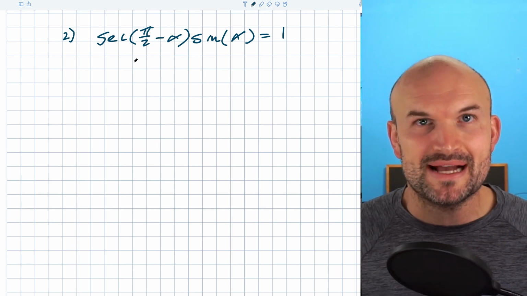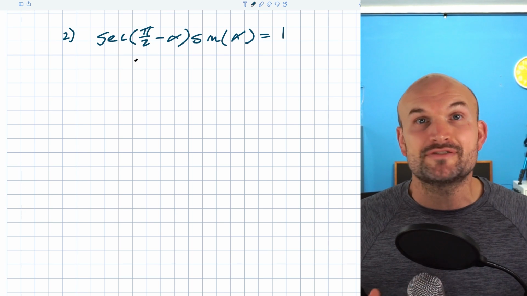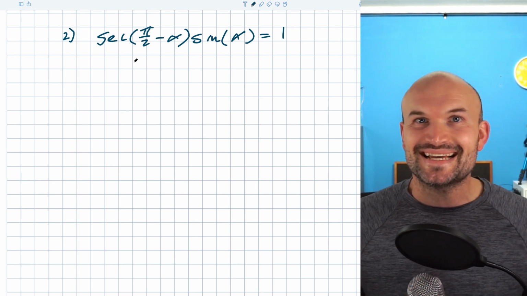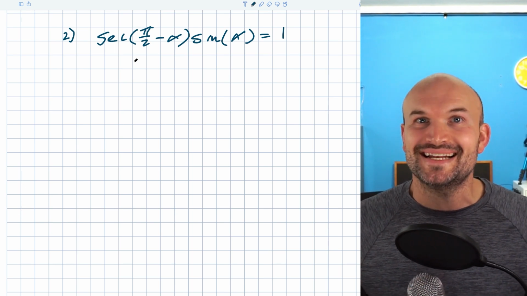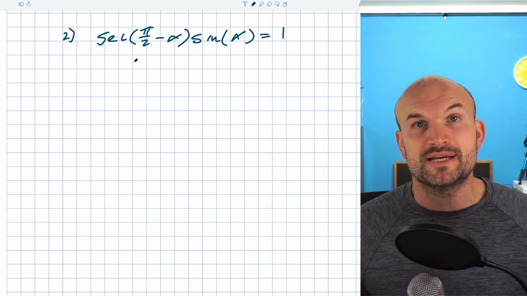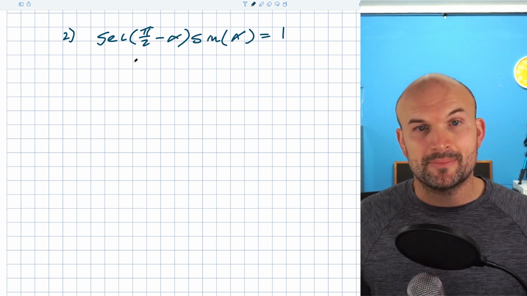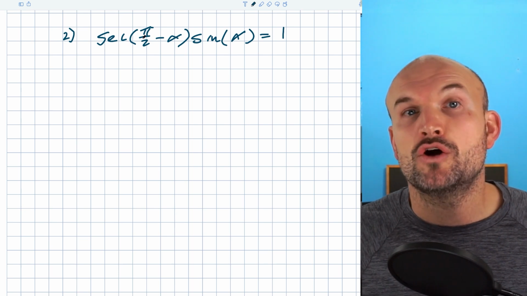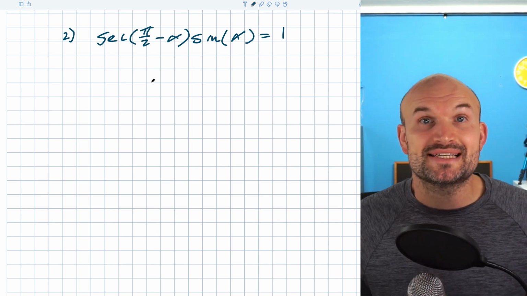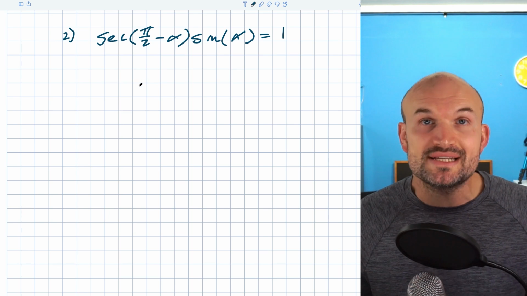But again, going back, when you see an expression like this inside the argument of a trigonometric function, think ding, ding, ding: it's a cofunction identity. Cofunction identities are very important for you to be able to recognize and also to remember. So first thing I'm going to do is rewrite this with my cofunction identity. The secant of pi halves minus alpha is actually going to be equal to the cosecant of alpha.